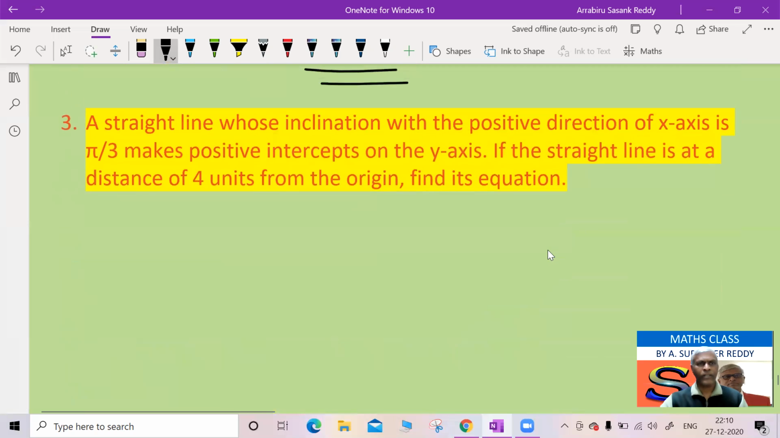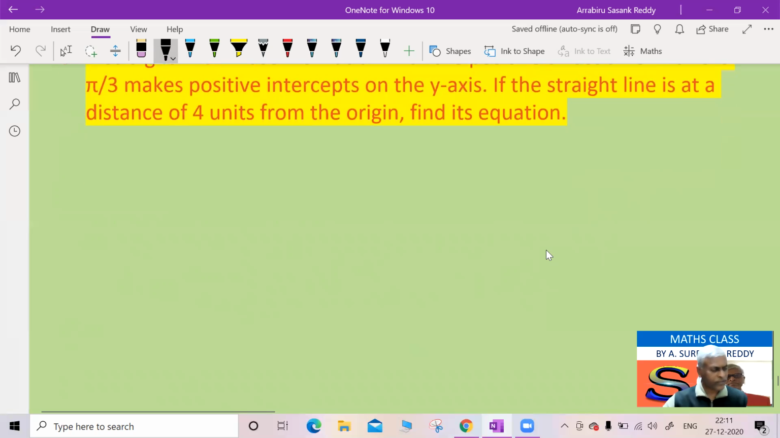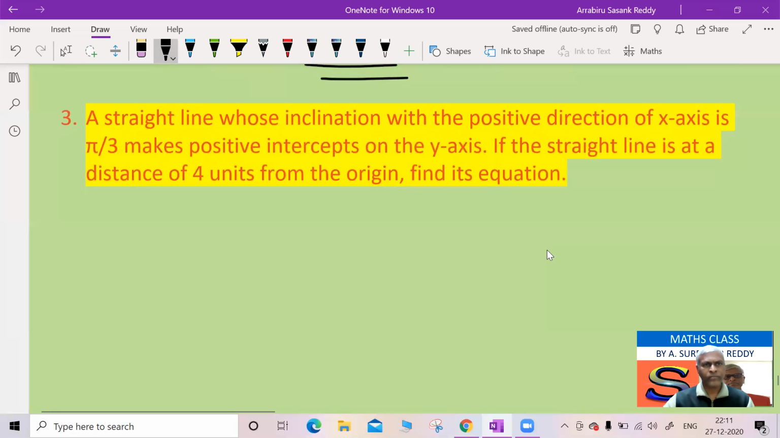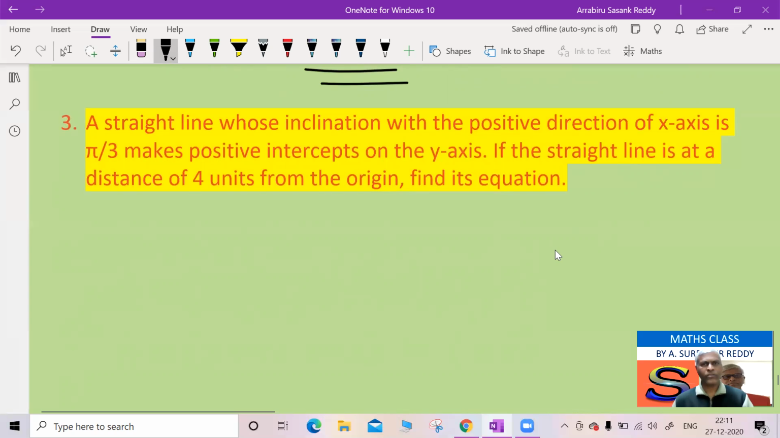Now let us see the next question. A straight line whose inclination with the positive direction of x-axis is pi by 3 makes positive intercepts on the y-axis. If the straight line is at a distance of 4 units from the origin, find its equation. It makes an angle pi by 3 with the positive direction of the x-axis and positive intercept on the y-axis.